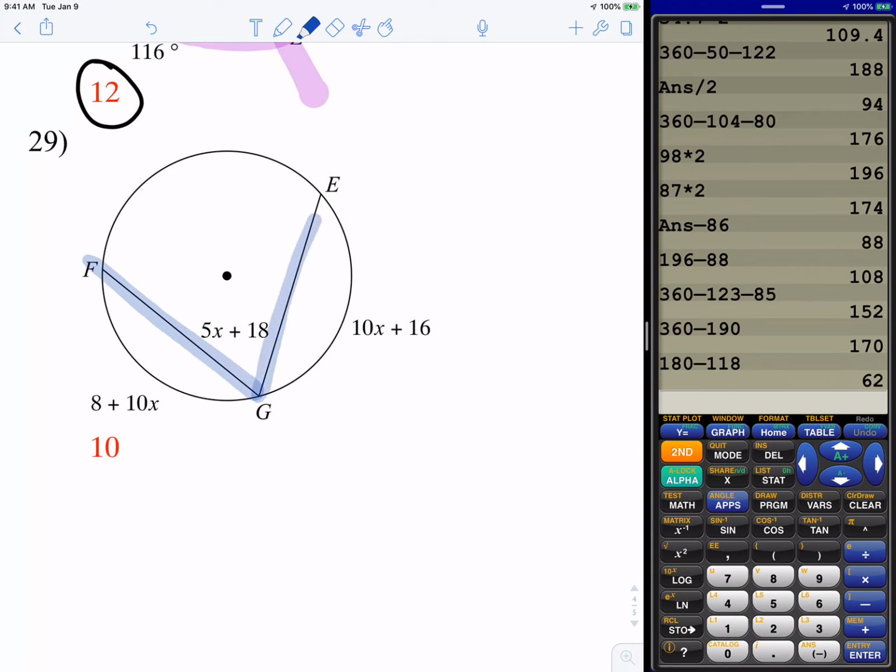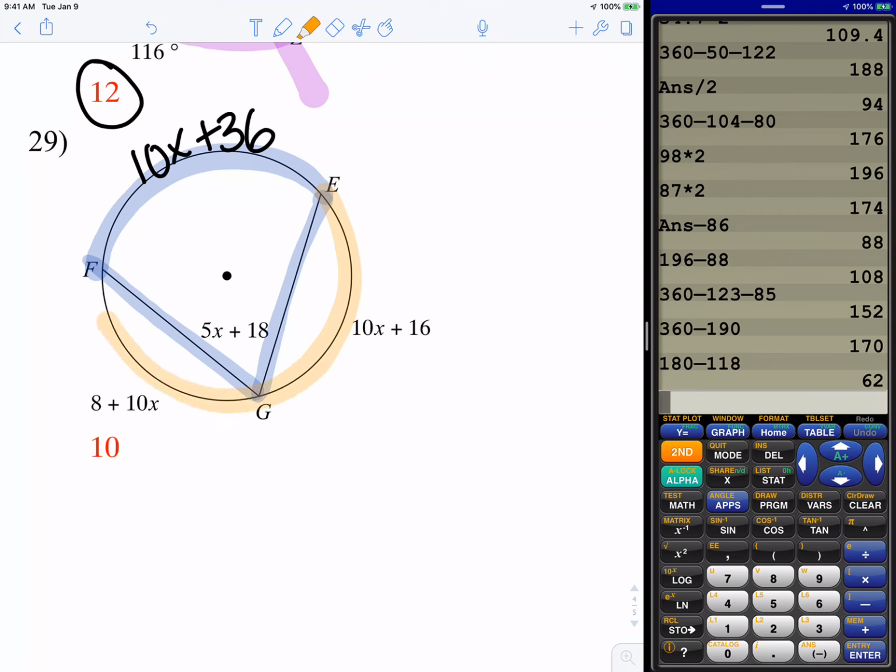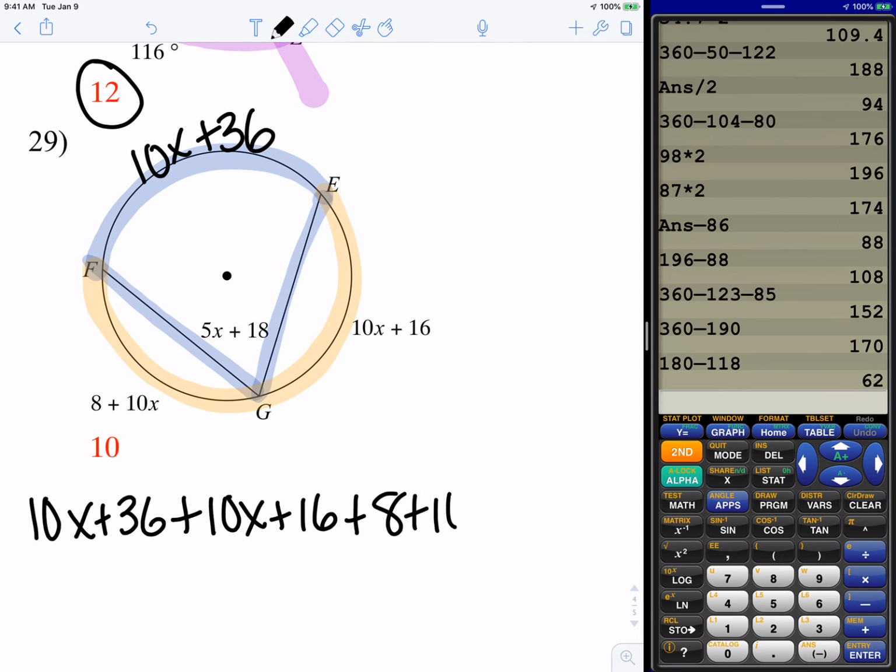And number 29. Inscribed angle right here. Here's the intercepted arc. We double the inscribed angle to get the intercepted arc, so that's 10x plus 36. Then the arcs all the way around the circle have a sum of 360. So 10x plus 36 added to 10x plus 16 added to 8 plus 10x is a total of 360. When you solve that equation, you get x equals 10.